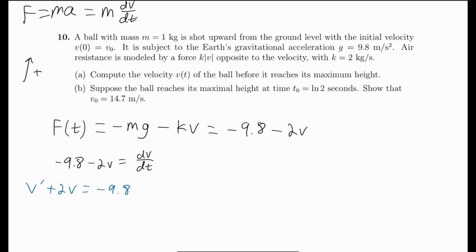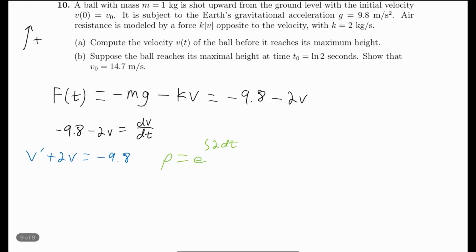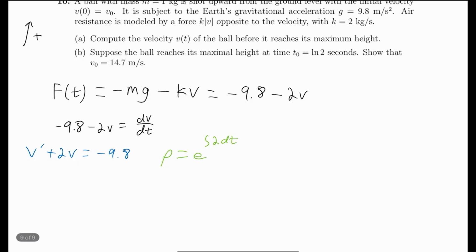Solve this like any linear differential equation with an integrating factor. Rho will be equal to e to the integral of 2 dt. Remember that 2 is coming from the coefficient on the v term right there. Multiply everything by the integrating factor. So I should write this integral evaluates to e to the 2t. So then we get e to the 2t v prime plus 2e to the 2t v is equal to negative 9.8 e to the 2t.